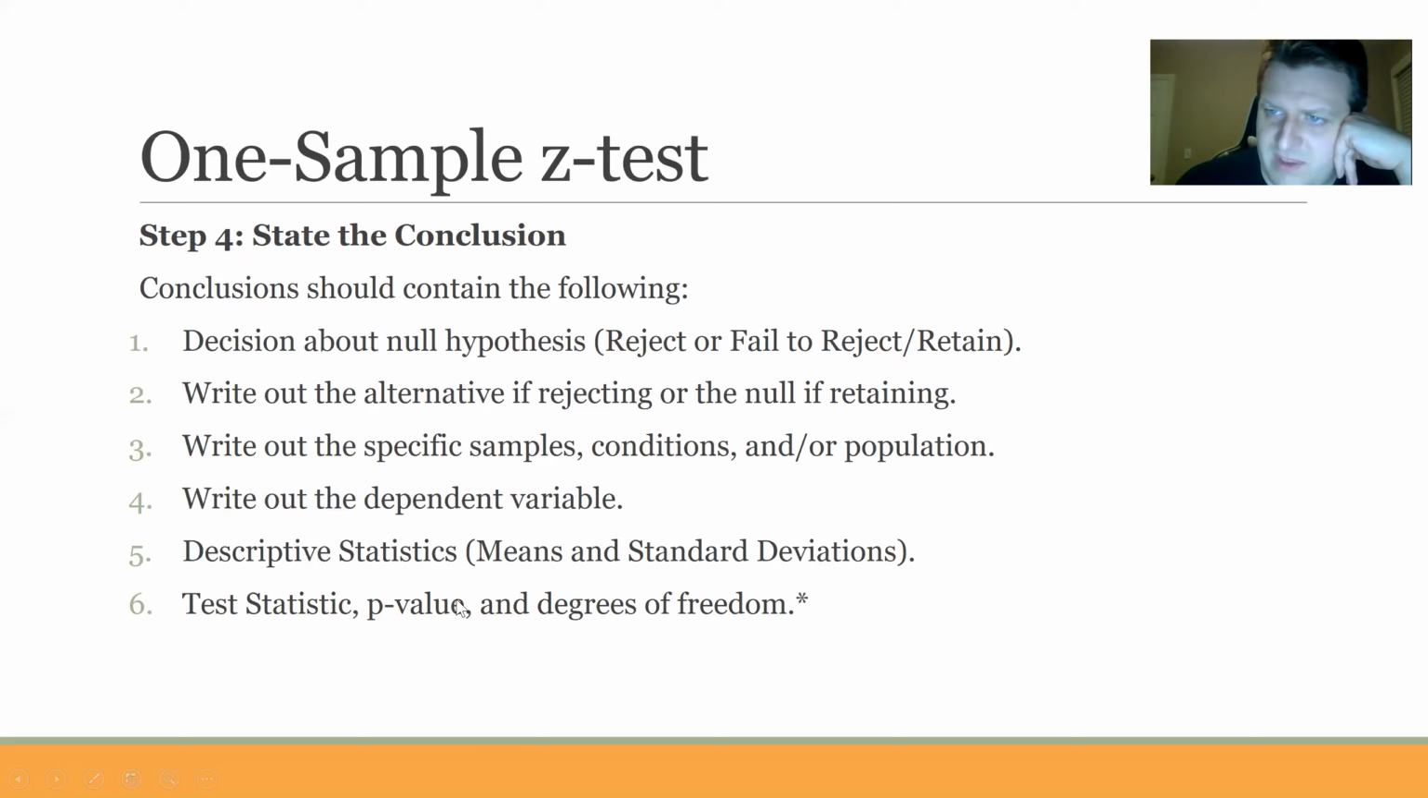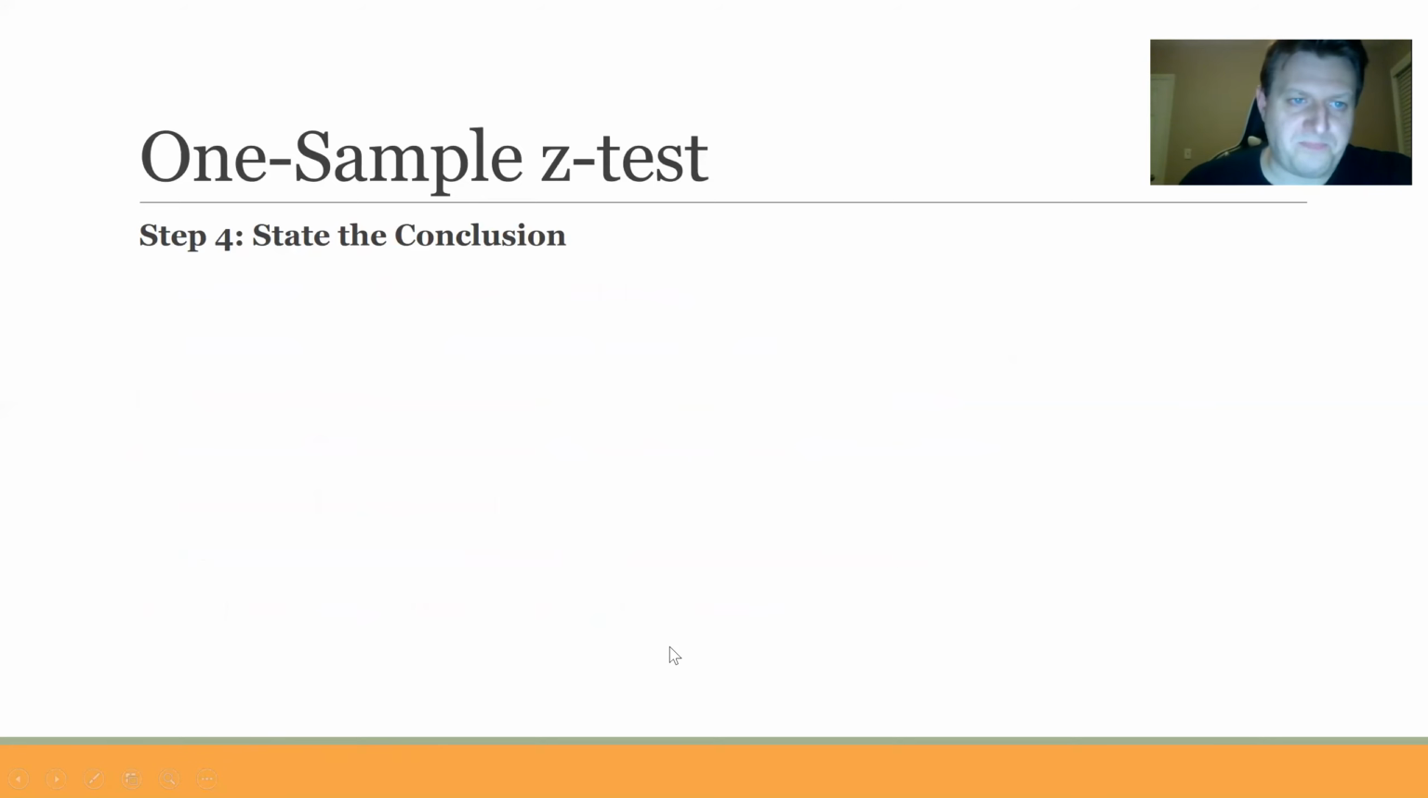For some statistics, there are things called degrees of freedom, and we want to make sure that we include those as well, but you don't need them for a z-test. In the next module, we'll talk about what effect size is, and we want to make sure that we include effect sizes at the end of our step 4 as well, but we haven't talked about that yet, so we will ignore that for right now.